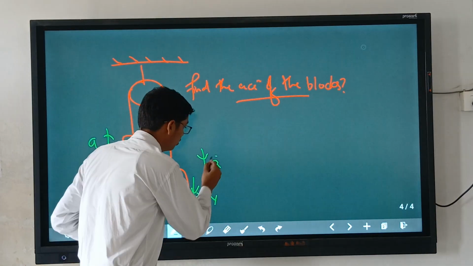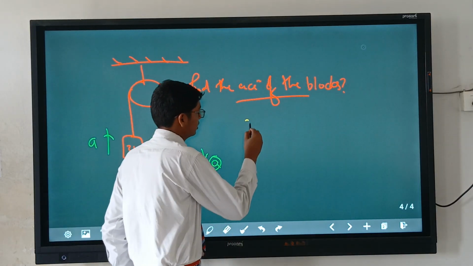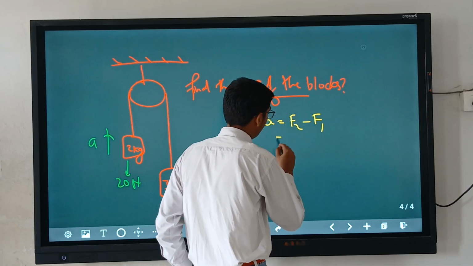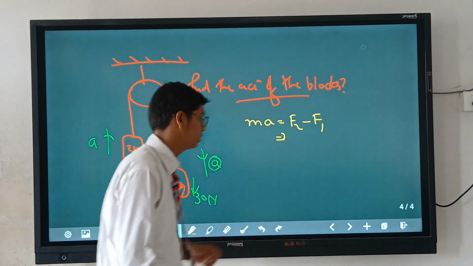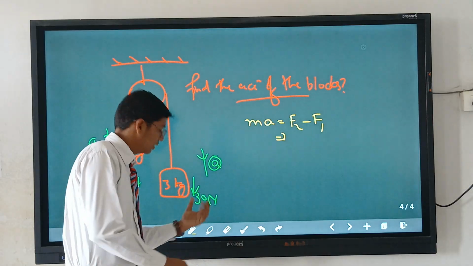We have to find the value of this a. So we can say that the acceleration, Ma, is equal to F2 minus F1. Here F2 is basically the supporting force to the acceleration, and F1 is the opposing force. So we can conclude that because the acceleration is downward, this is the supporting force.